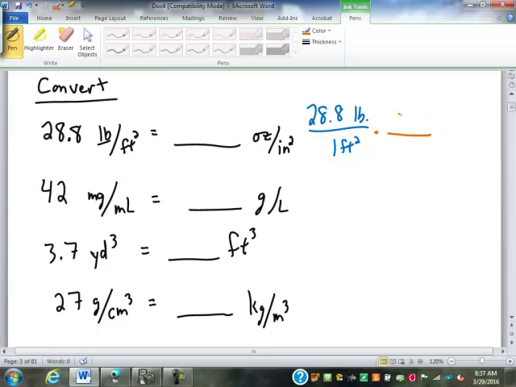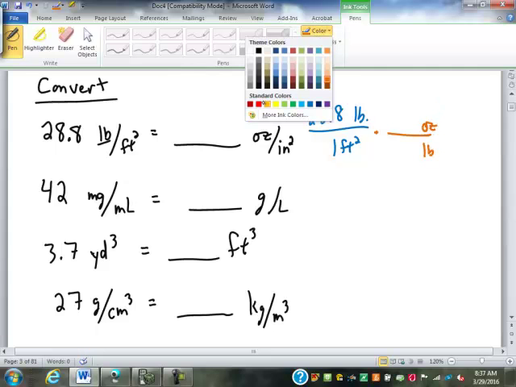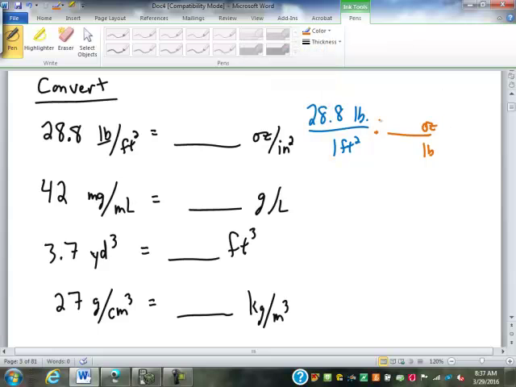I did ounces. Pounds to ounces? So you're going to put pounds on bottom, ounces on top. Why do the pounds go on bottom? So they cross cancel, yes. 1 pound is 16 ounces. So we have successfully changed it to ounces.